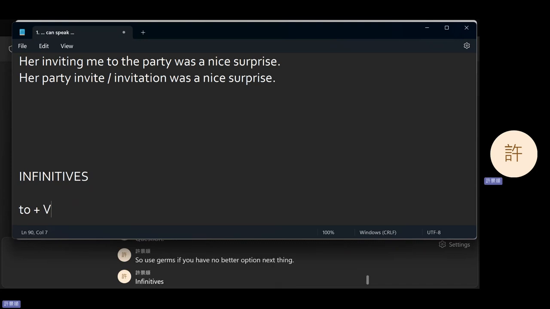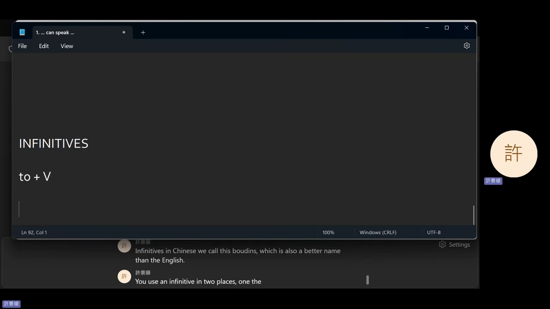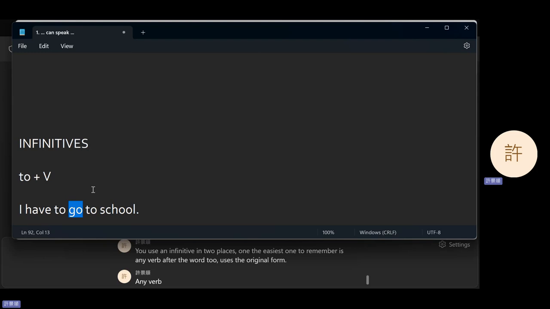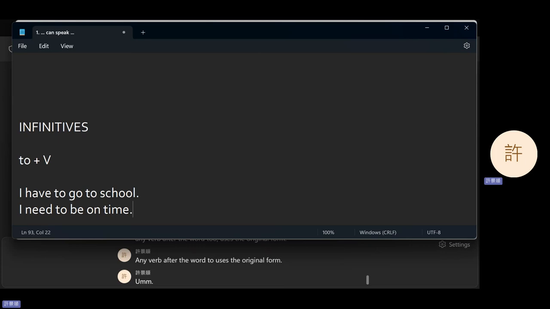Infinitives. In Chinese, we call this 不定词, which is also a better name than the English. You use an infinitive in two places. One, the easiest one to remember, is any verb after the word to uses the original form. So here it is not am, it is not is, it is be, the original form.